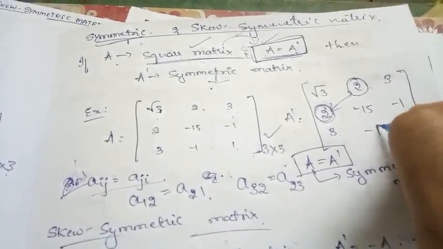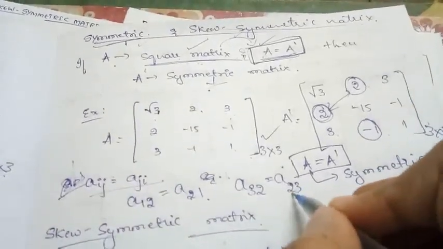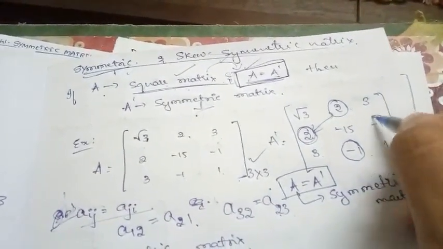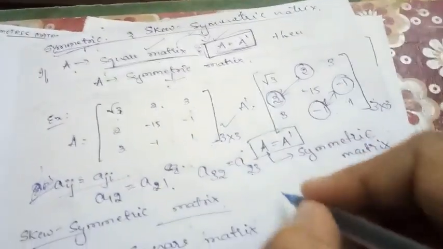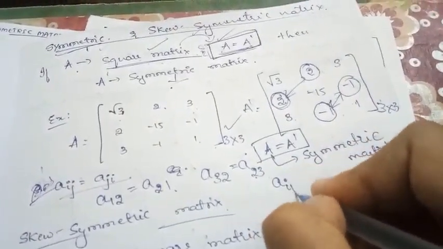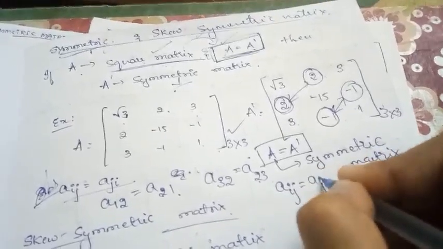Third row, second means this one is equal to what? A23. A23 means what here? Second row, third. Can you see? Yes, these two are again equal. So in the symmetric matrix we have one of the properties, that is Aij is equal to Aji.